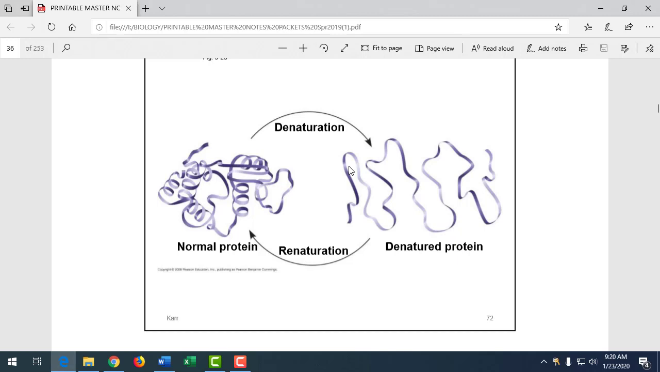If I threw a strong acid on an egg white, I could see it cooked the same way, with no temperature change at all. Just put a strong acid on that egg white, and it would turn that white rubbery consistency because I've denatured the protein.